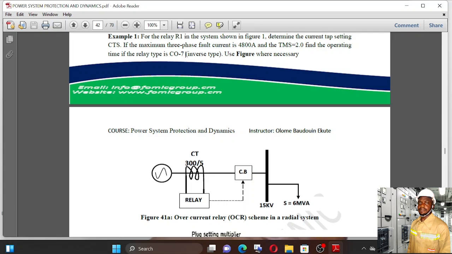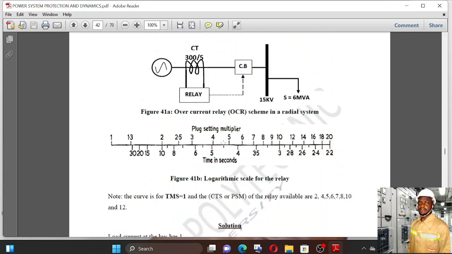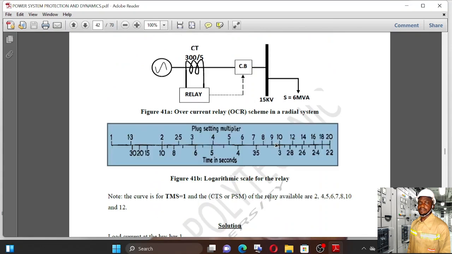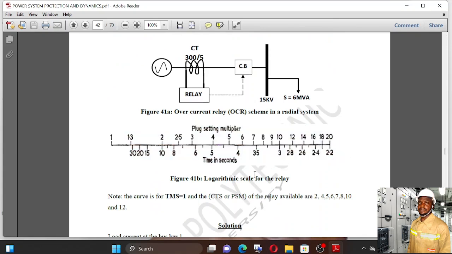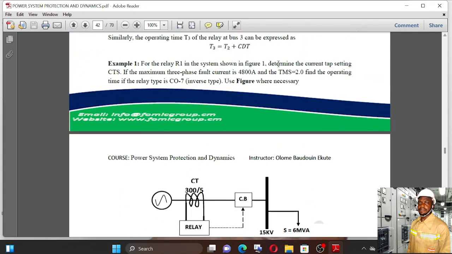Okay, so here's the schematic that has been given, and also what has been given here is the logarithmic scale of a CO7, but we know that here is for time multiplier setting of 1. Okay, but your question has specified the TMS of 2, but the curve has been given for TMS of 1, the logarithmic scale has been given for TMS of 1.